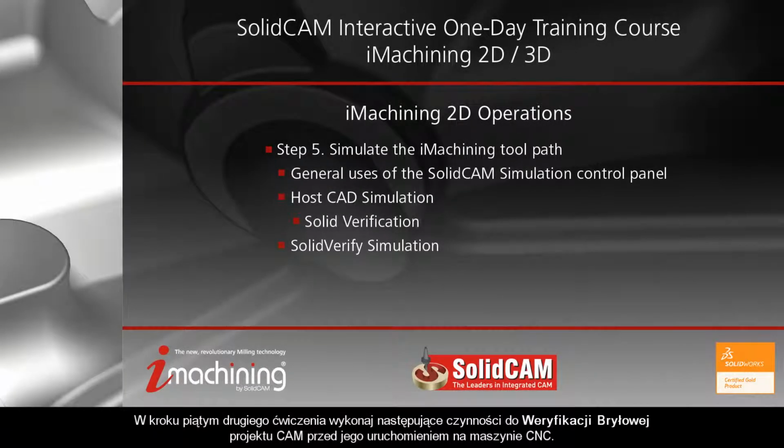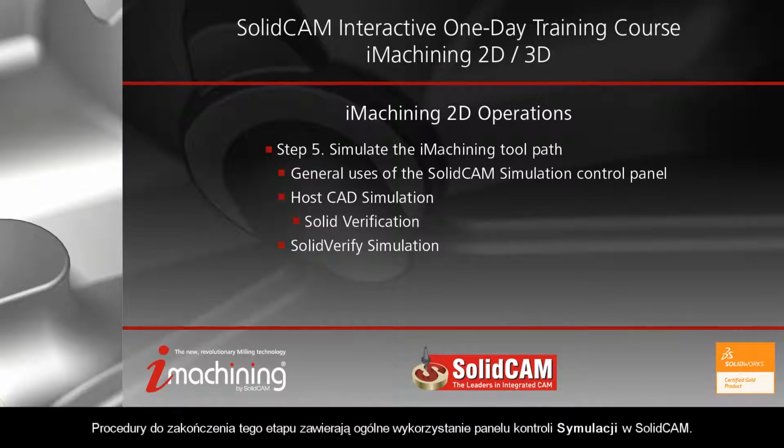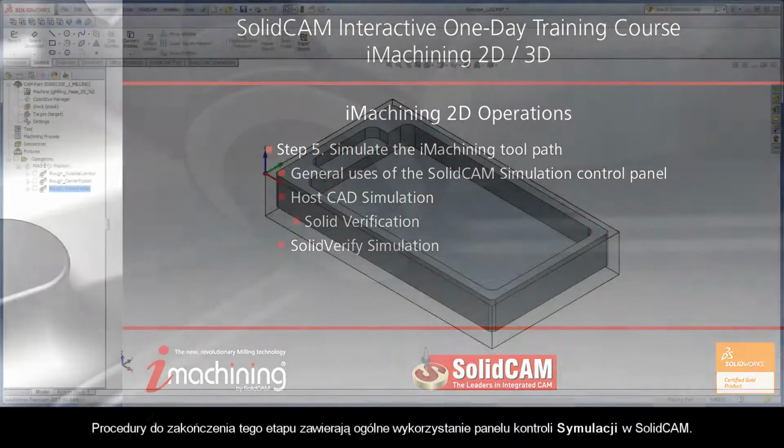In step 5 of exercise number 2, the following actions have to be implemented to SolidVerify a CAM project before it runs on the CNC machine. The procedures for completing this step also include general uses of the SolidCAM Simulation control panel.